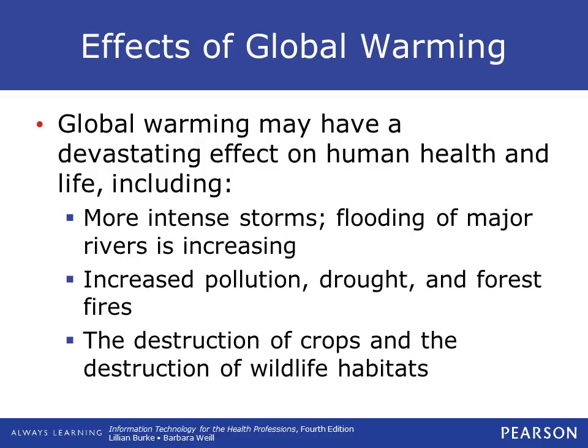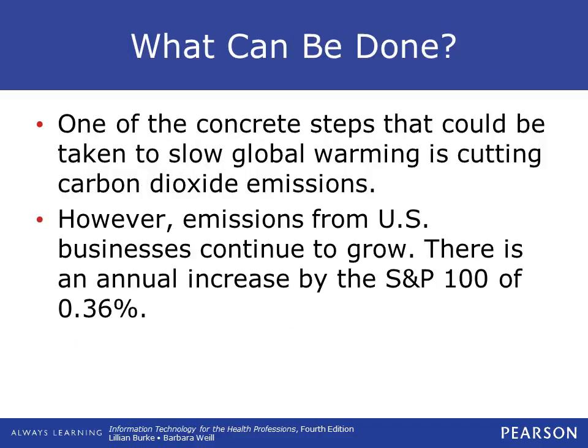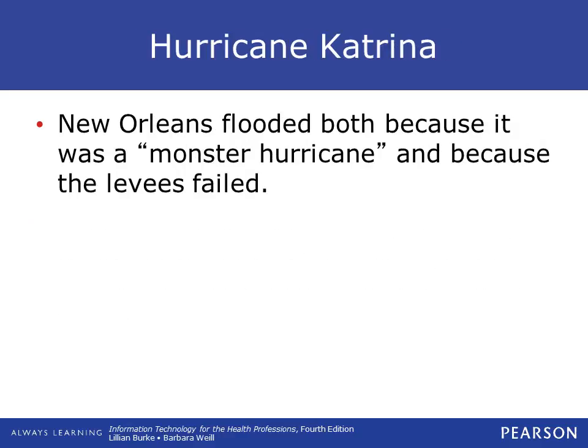Rivers begin to overflow. The more increased population pollution you have, then you can start having droughts. You can start having forest fires. This is when it starts getting too hot. When it gets too hot, the people that farm start having destruction in crops. And then, believe it or not, some of our wildlife habitats start dying off, due to the heat index and the intensity of the heat.